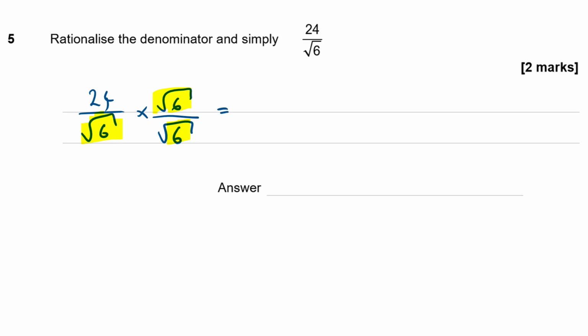So if I've got root 6 times root 6 on the denominator, that is going to give me 6. And on the top I've got 24 root 6. Now I can divide that 6 into the 24. 6 goes into 24 4 times. So my final answer is going to be 4 root 6.